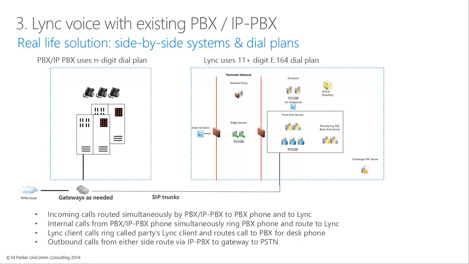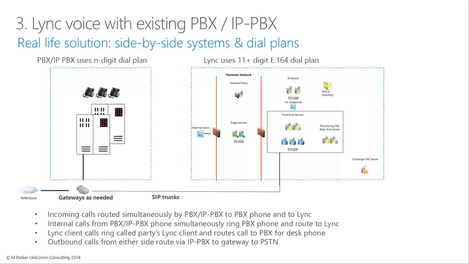So on the PBX side, incoming calls are, let me do the diagram first. So here's a Lync configuration. Here's a SIP trunk. Now these trunks don't touch the PSTN, they're just internal. And if my PBX is a SIP-enabled PBX, I don't need a gateway. I can just go directly into the PBX on a SIP trunk.